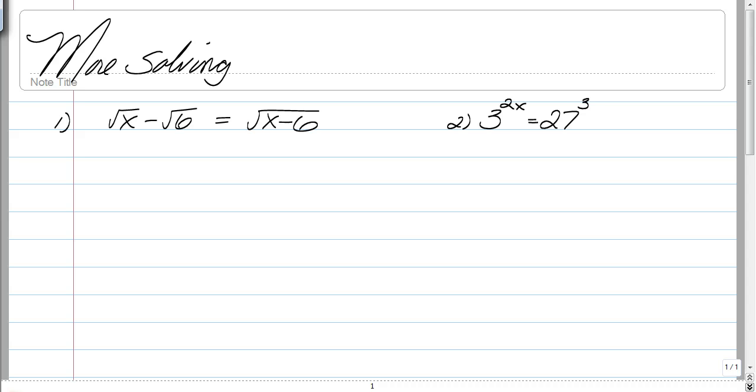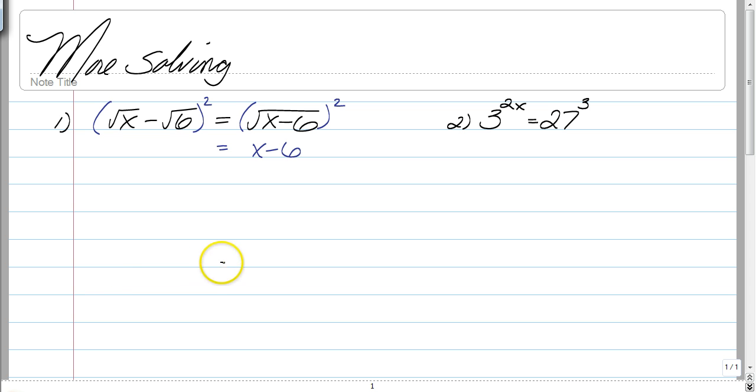One more video on solving, and these get a little bit more complicated. So for this first example, we have a whole bunch of radicals here, but we cannot just square both sides and have all of our radicals disappear. On the right side, that's fine. That's going to give you x minus 6. But on the left side, that is not okay because our radicals are separated with a negative sign.